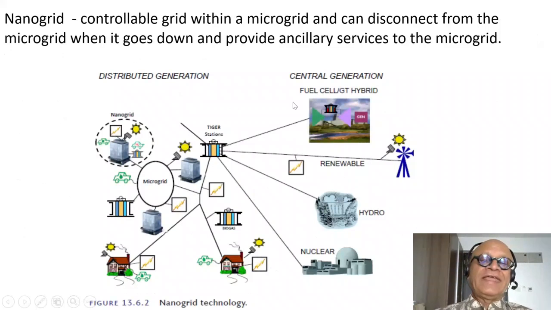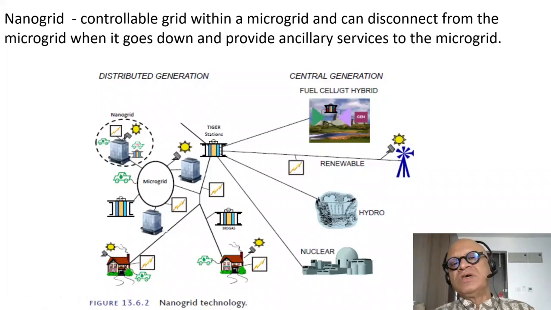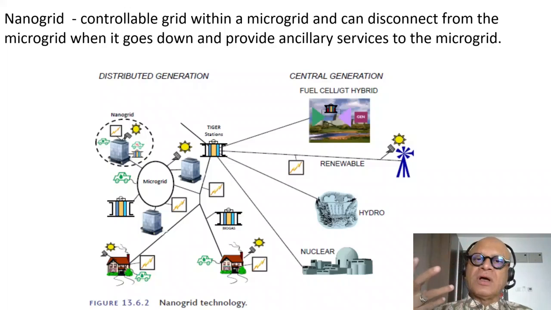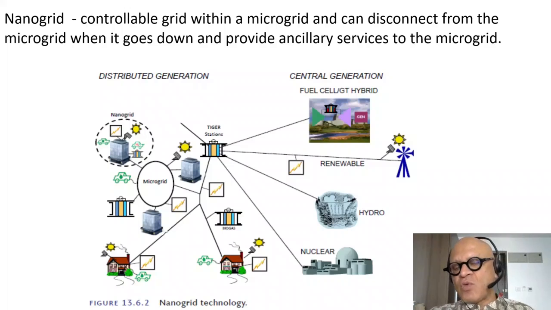Obviously, there is also a nanogrid which goes down to a single user level. So controllable grid within the microgrid and can disconnect from the microgrid when it goes down and provide ancillary services to the microgrid. This is somewhat like a diesel generator that people use for schools, for hospitals, for residences and so on, where when the main electricity supply dies, to run your UPS to refrigerator or maybe air conditioning, heating, cooking, etc. You have a diesel generator which can let you run for a while, right?